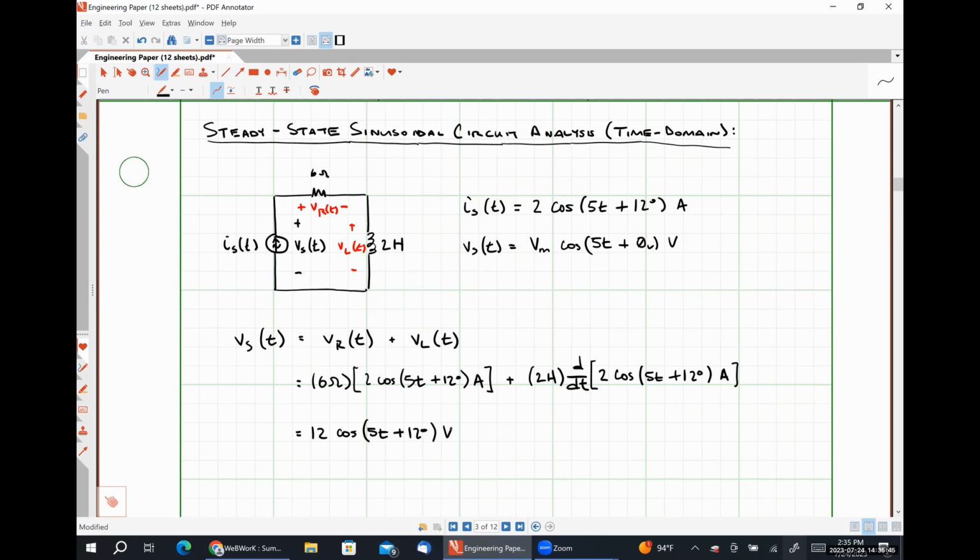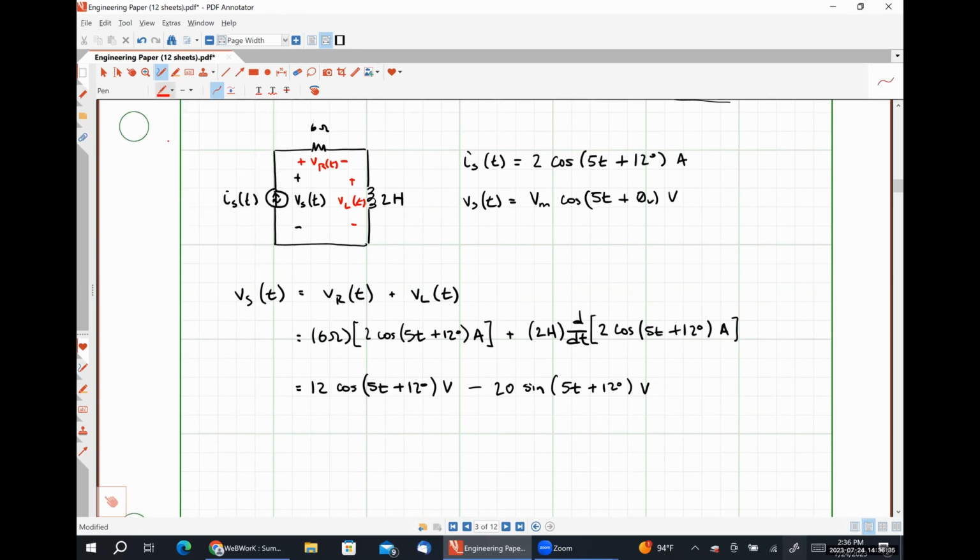Now I need to do the derivative of cosine. If I'm not mistaken, the derivative of cosine is negative sine, so we're going to have a minus sign out here in front. I'm also going to have to apply the chain rule, so I'm going to pull a factor of 5 out because there's a 5 being multiplied by the t. So 2 Henrys times 2 amperes times 5 radians per second. 2 times 2 times 5 is going to look like 20 sine 5t plus 12 degrees volts.